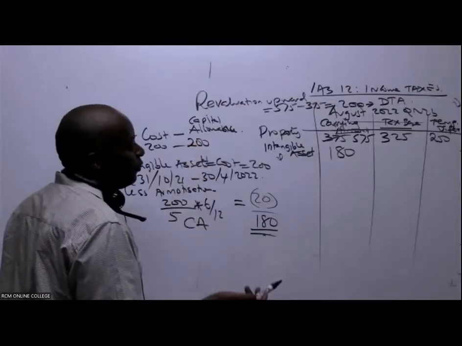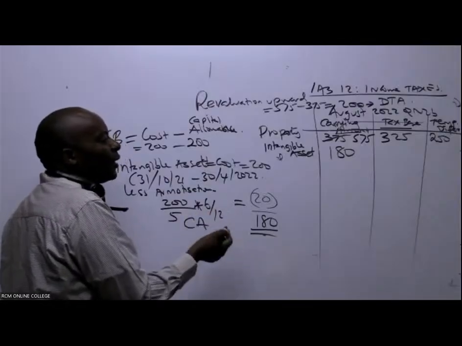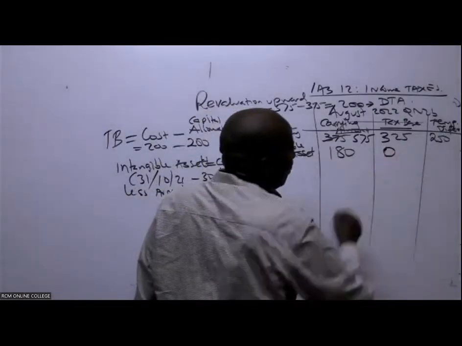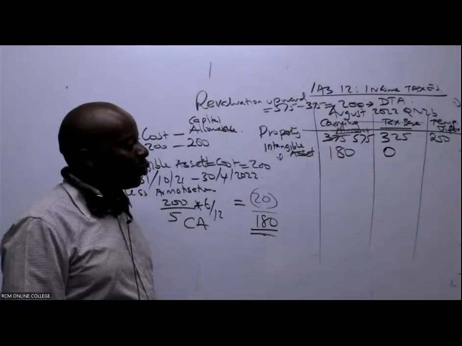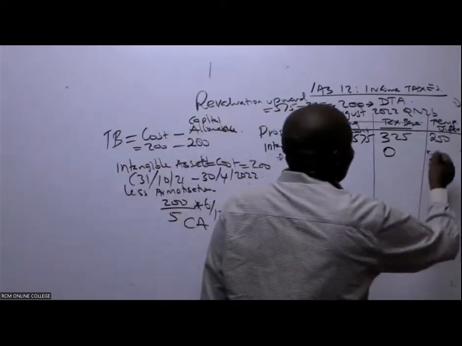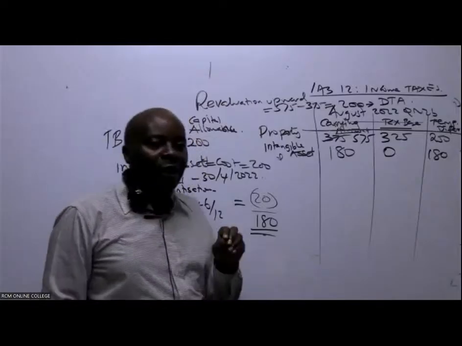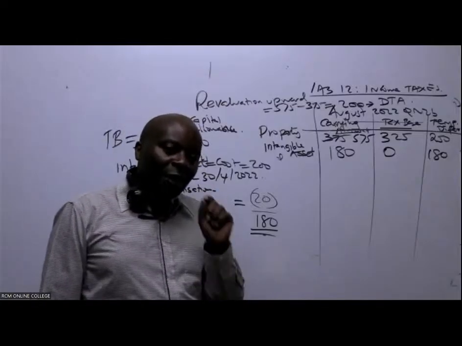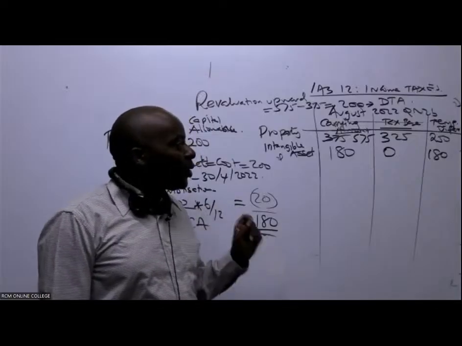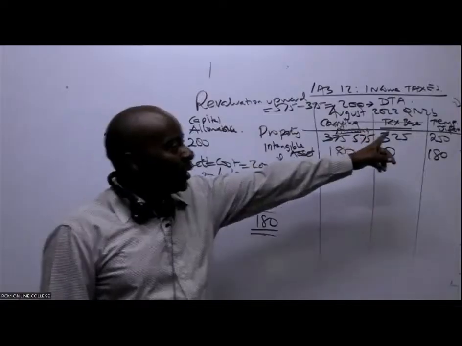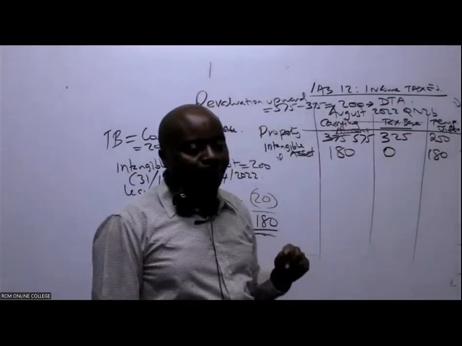So meaning that now moving forward, because we have already claimed this, the tax base for this particular asset will be 0. So 180 minus 0 gives me a temporary difference of 180. Because to get the temporary difference, don't forget, we normally take carrying amount minus the tax base. Anytime they want us to get the temporary difference, we take carrying amount minus the tax base.